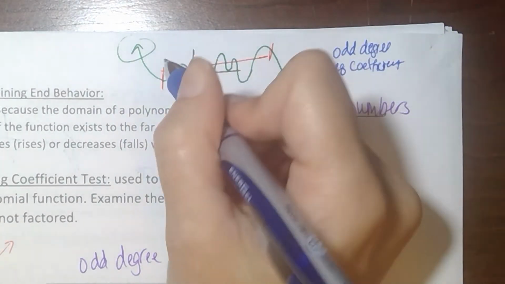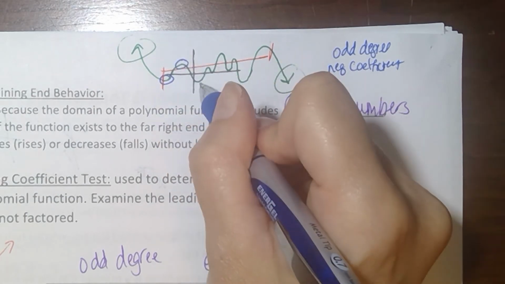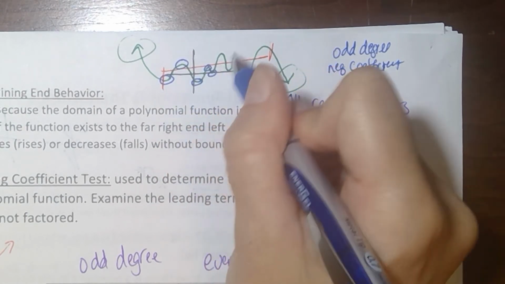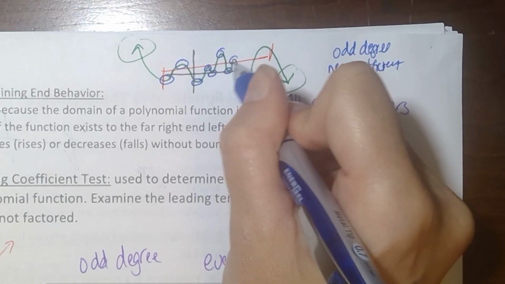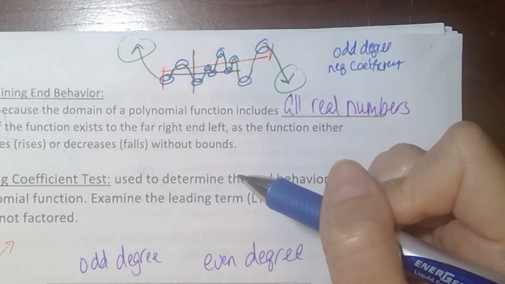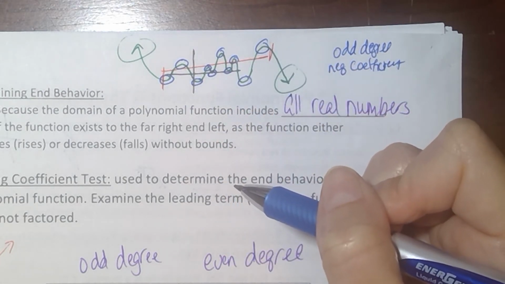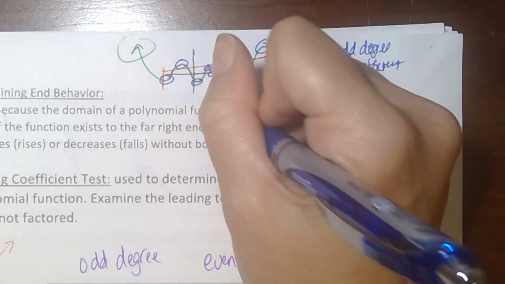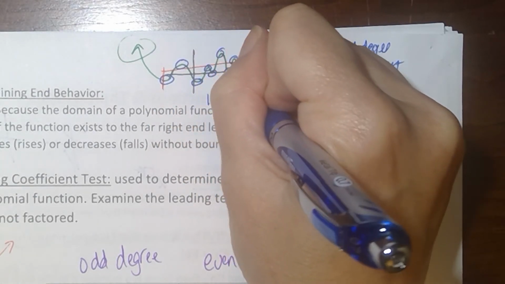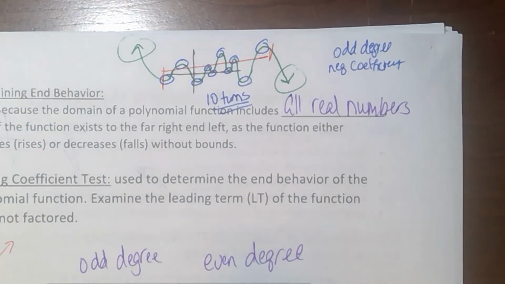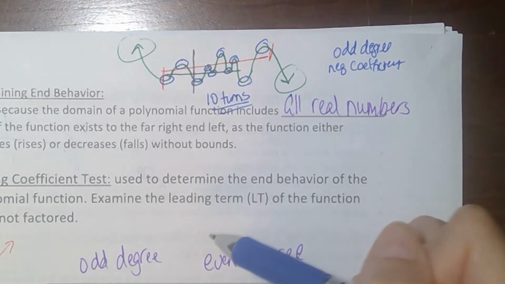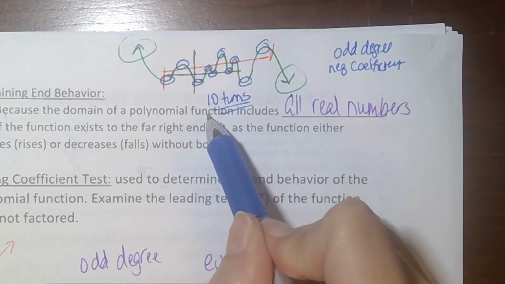How many turns do I have? Well, I have 1, 2, 3, 4, 5, 6, 7, 8, 9, 10. Every time I have a peak or a valley, I have a turn. I counted 10 turns. So my function has to be at least an 11th degree polynomial. It's a smooth continuous curve, so I know it's a polynomial. It turns 10 times, so it has to have at least a degree of 11.